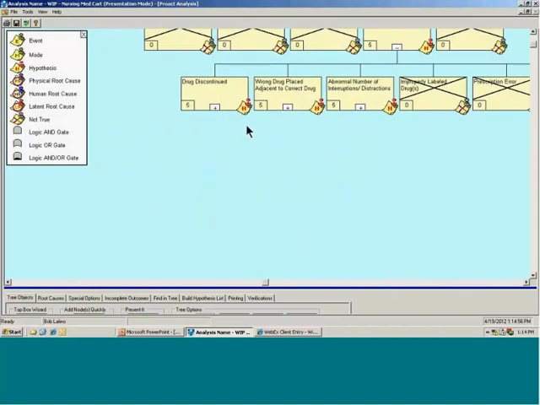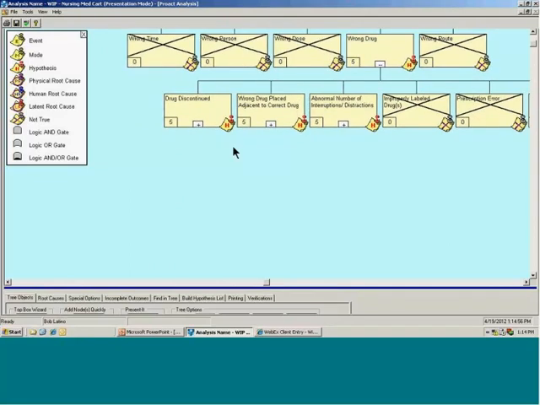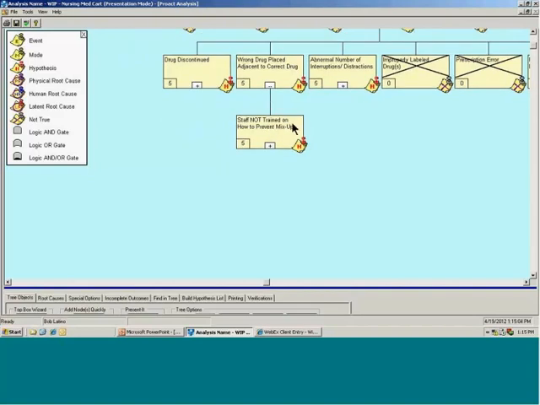Okay, let's move up to the next one that we had proven to be true. The wrong drug was placed adjacent to the correct drug. How can that be? The staff was not trained on how to prevent mix-ups. Why was the staff not trained on how to prevent mix-ups? There's no policy and procedure requiring specific medication lineups on the cart themselves. Again, this becomes a latent root because we're at a systemic level.